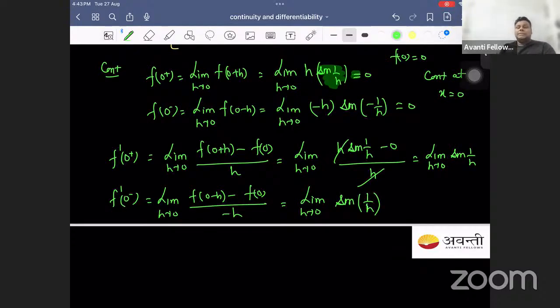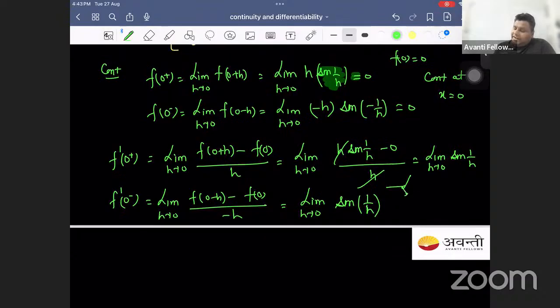Am I clear? So both of them, f dash 0 plus and f dash 0 minus, whatever their values are, we have no idea. We only know it lies between -1 to 1, but no idea about the exact value. So this is what? Point of non-differentiability. This is what I call point of non-differentiability. Very, very important question.